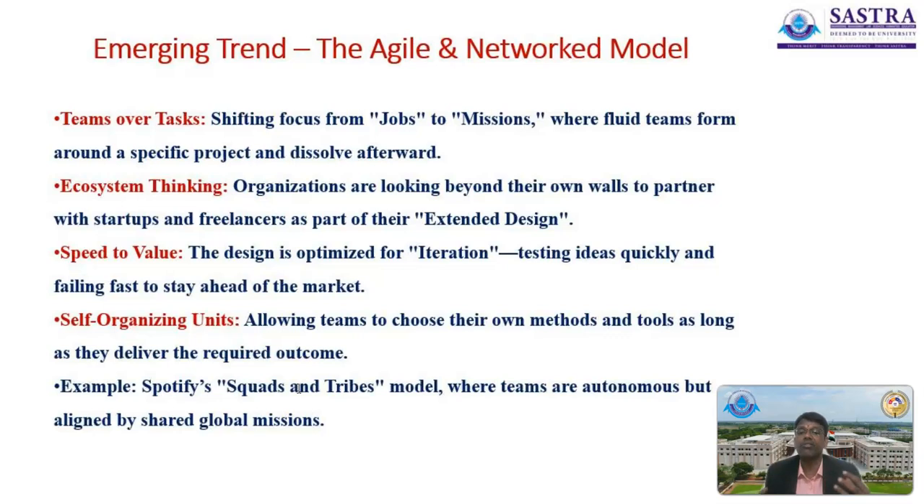Really, this requires a mindset shift not only for leaders but for the employees as well, who must be comfortable with ambiguity and change. So these are all the important components. See, in a nutshell, as a conclusion, the agile and networked model represents a new way of thinking about work and sets of tasks and responsibilities. It is built on missions rather than jobs, ecosystems rather than silos, iteration rather than perfection, autonomy rather than control. Spotify's squads and tribes illustrate how autonomy and alignment can coexist, offering a glimpse into the future of organizational design.